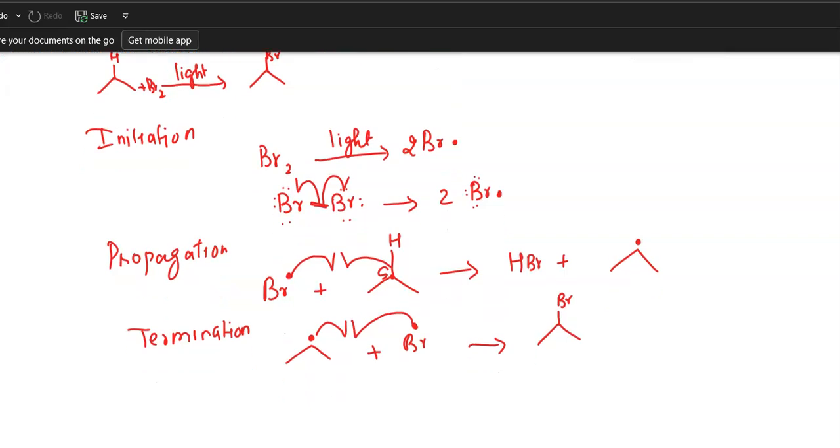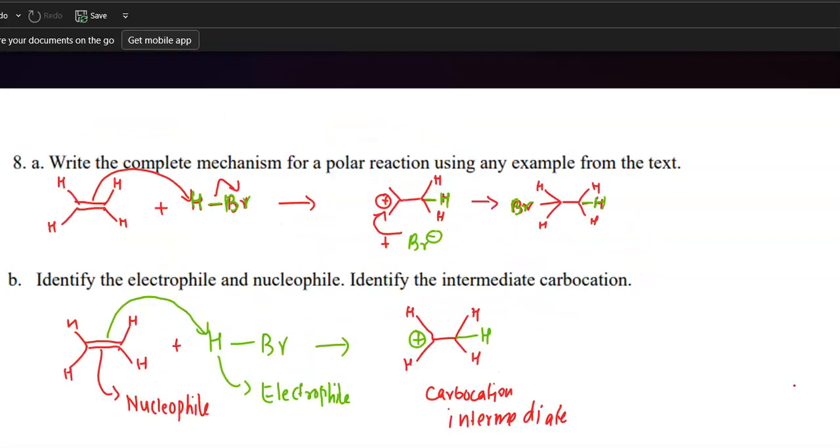So that's the example. Next is asking, write a complete mechanism for a polar reaction using an example from the text. So here we have an alkene reacting with HBr. The first step would be nucleophilic attack. So this is my nucleophile. Here is my electrophile. Okay, so the hydrogen is the electrophile.